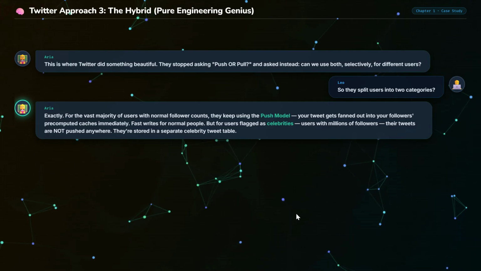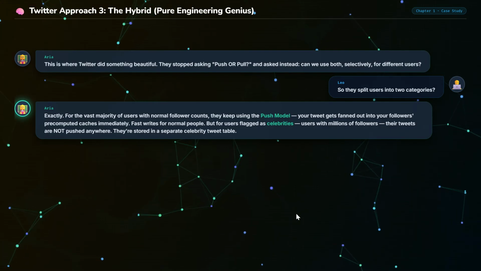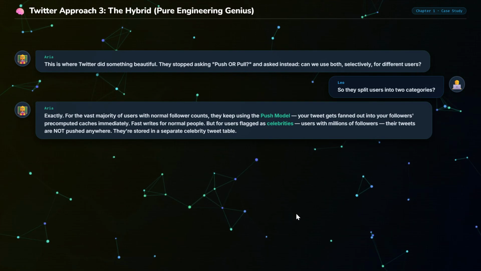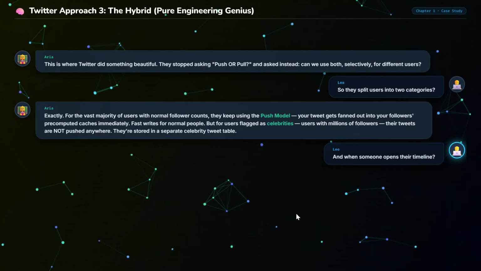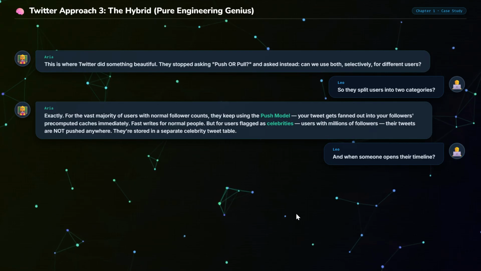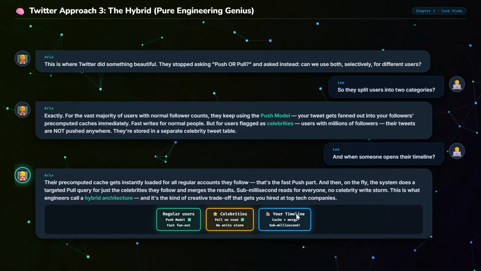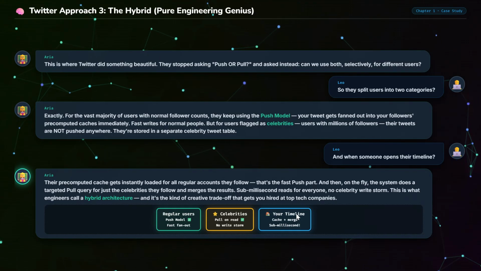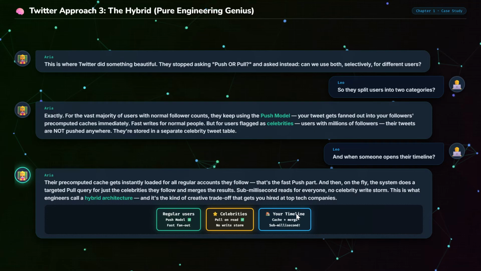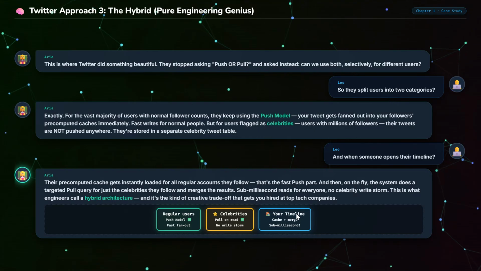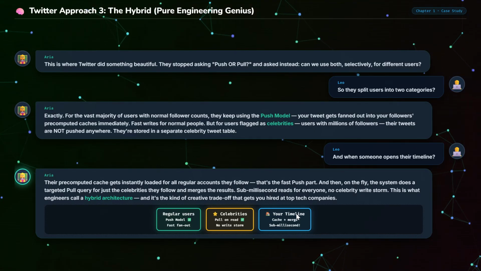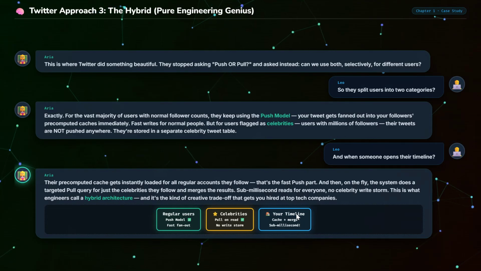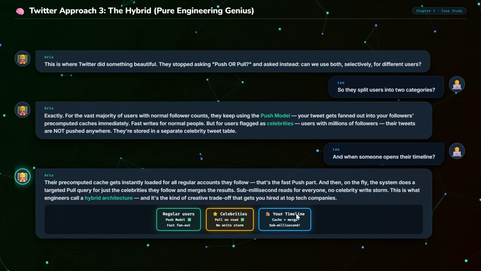pushed anywhere at write time. Instead, they are stored in a completely separate celebrity tweet table. And then when someone opens their timeline, their pre-computed cache gets instantly loaded for all the regular accounts they follow. That is the fast push portion. And then simultaneously, the system runs a small targeted pull query specifically for any celebrity accounts they follow, and merges those results in. Sub-millisecond reads for everyone. No celebrity write storm.